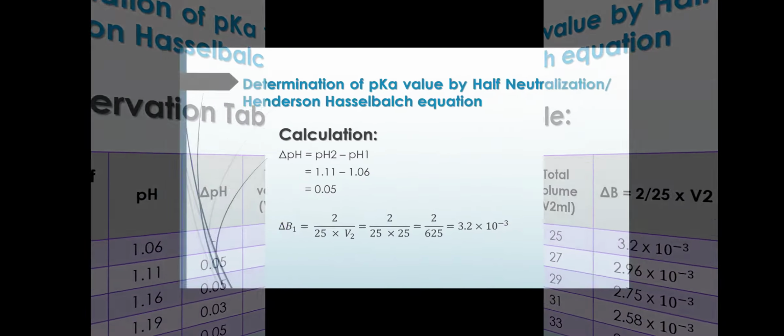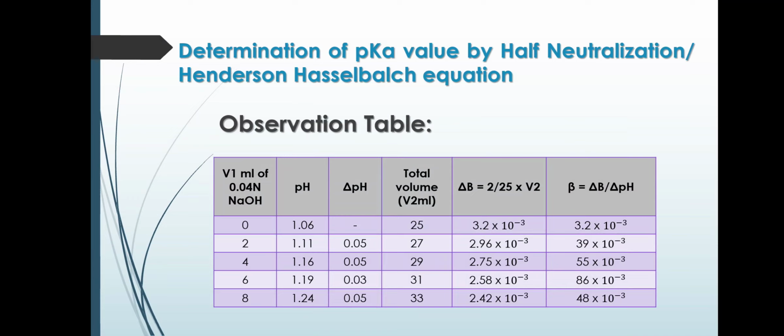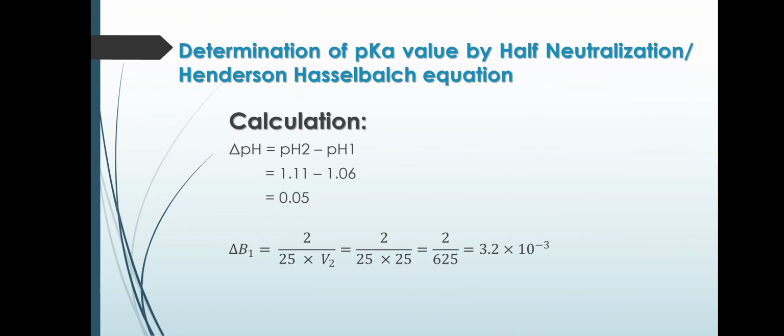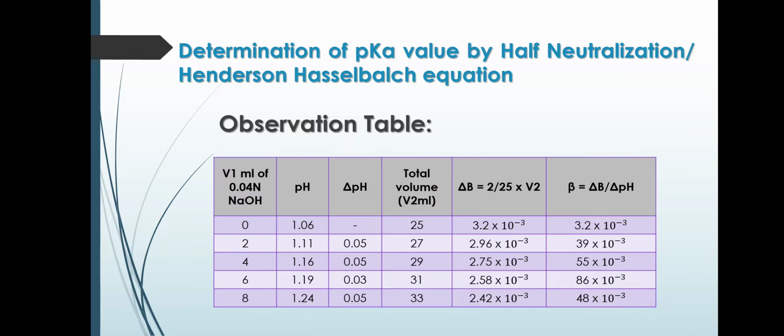So we'll see the calculation part, how to calculate the delta pH. Delta pH is calculated as pH 2 minus pH 1. That means, pH 2 in the second column is 1.11, and pH 1 is 1.06, so pH 2 minus pH 1 equals 0.05. Like this you have to calculate the other pH readings.